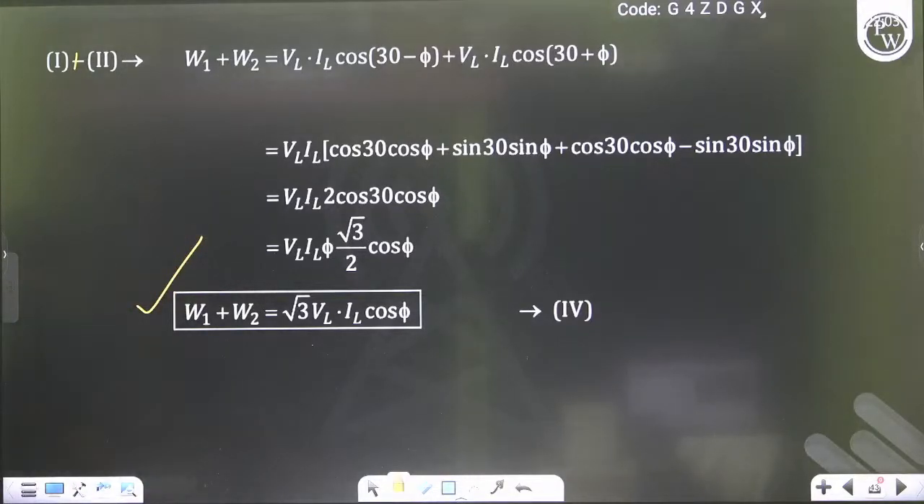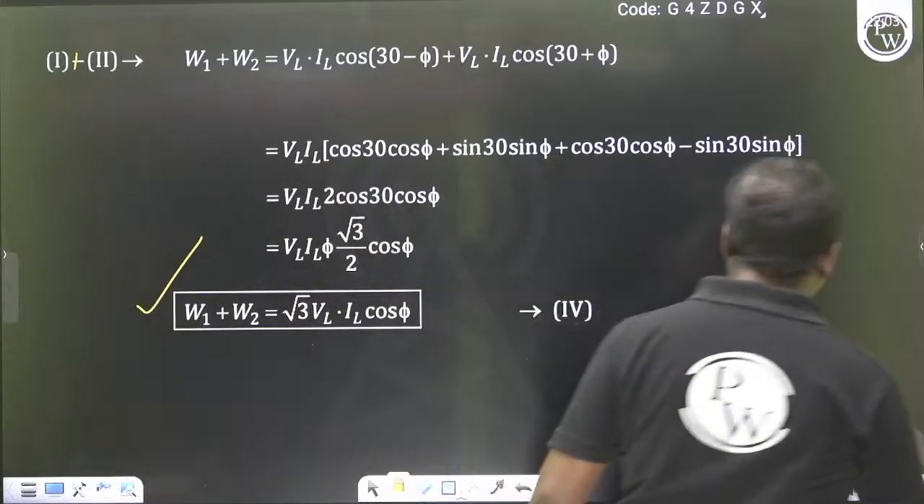With single wattmeter it is not possible. Why? Because if you want to find out the reactive power, आपको sin phi चाहिए. sin phi आपको कैसा आएगा? 2 wattmeters कनेक्शन की तरफ से आएगा. Okay, so W1 plus W2 आ गया.